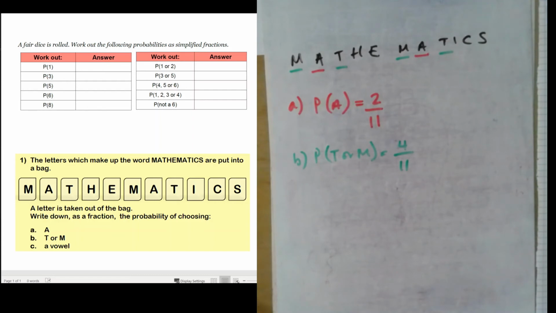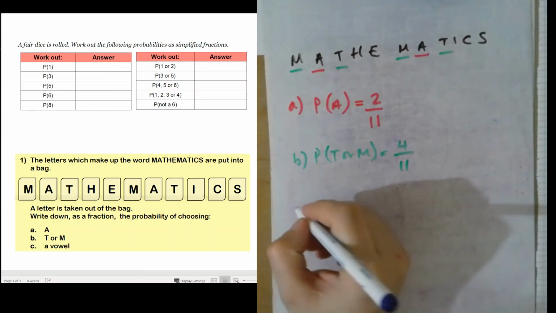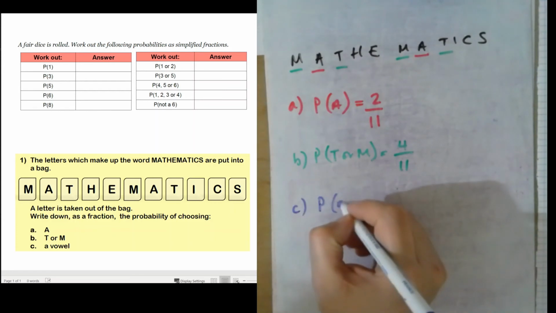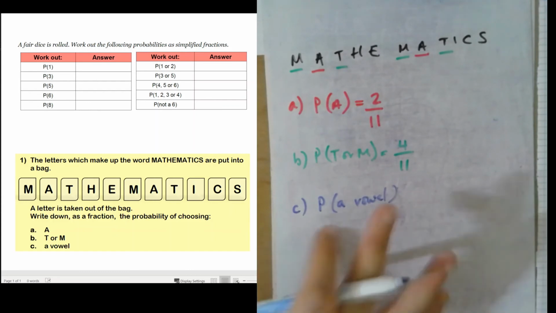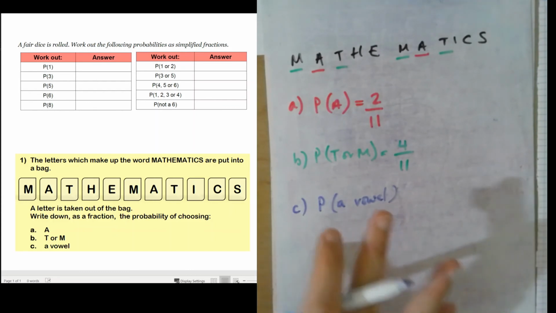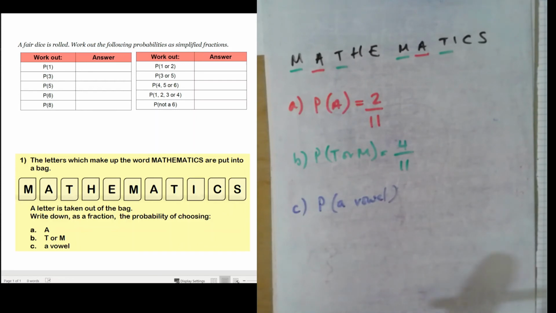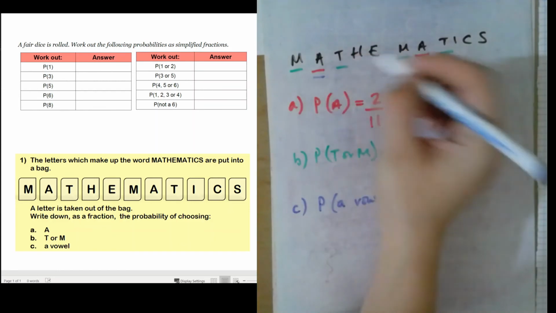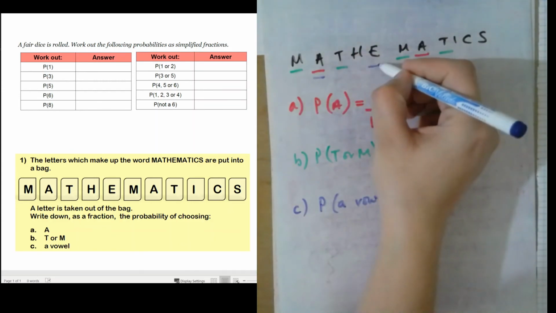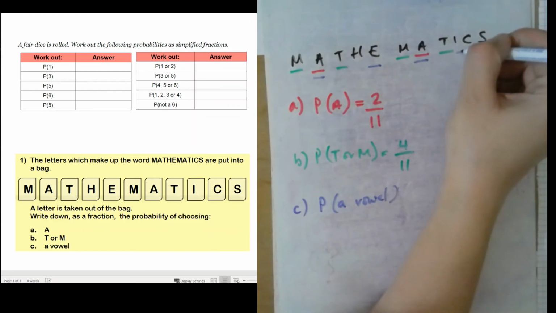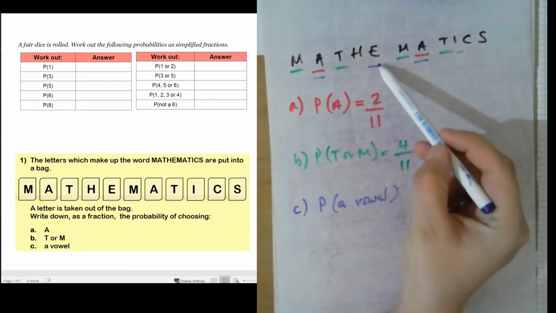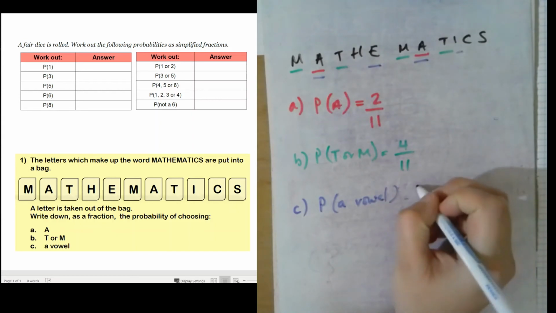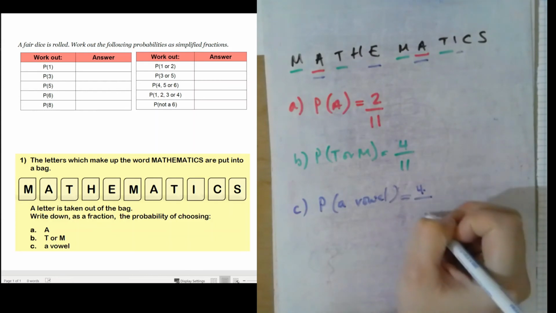And last but not least, the probability of a vowel. Okay, we're just going to accept the normal vowels. We're not going to go for any half vowels or anything else, so we're not having any H's or Y's or anything else. It's just the normal A, E, I, O, U. So how many A's? Well, I've got 2 A's. E's, got 1. I, got another 1. O, nothing. U, nothing. Okay, so altogether I've got 1, 2, 3, 4 vowels. And how many tiles do I have altogether? 11.